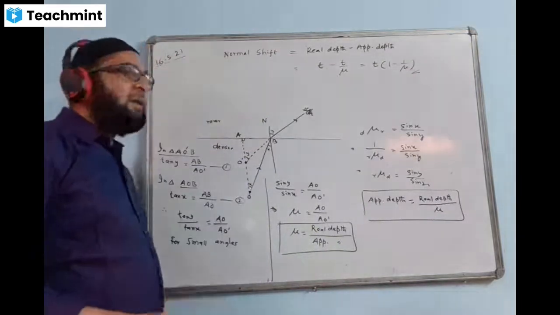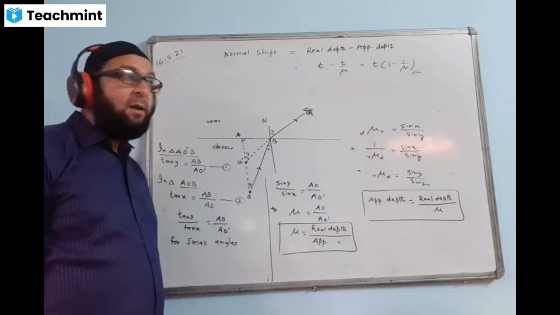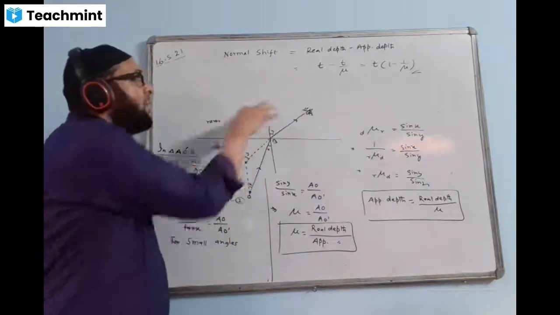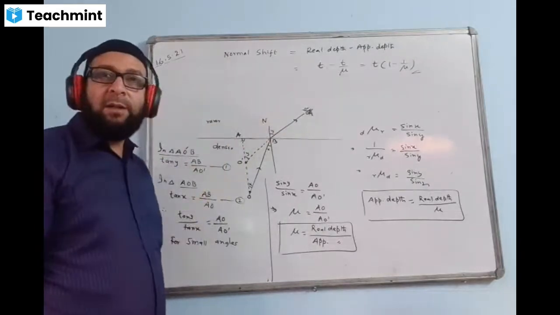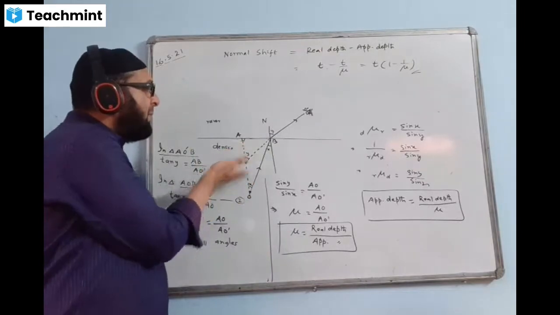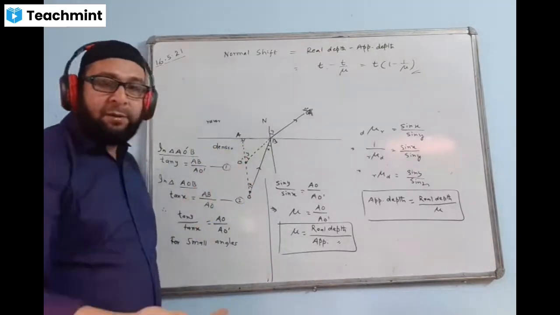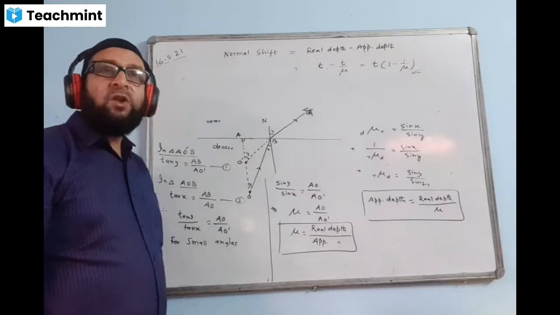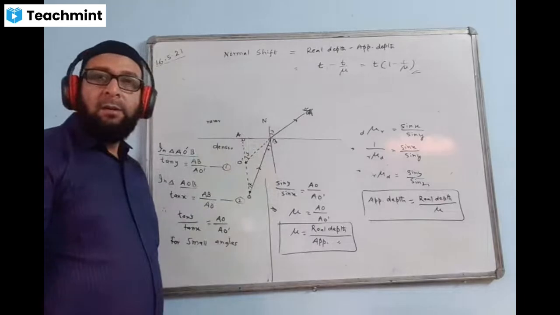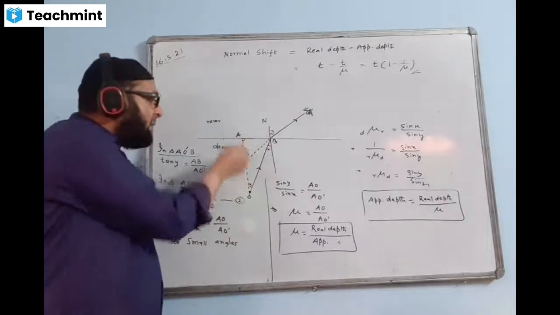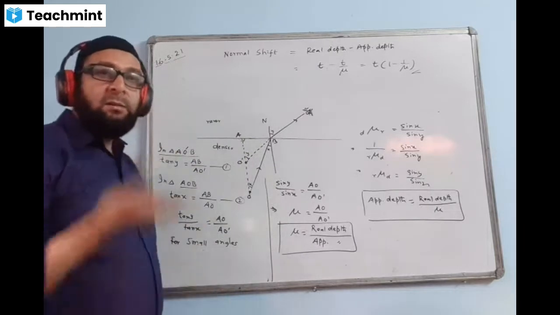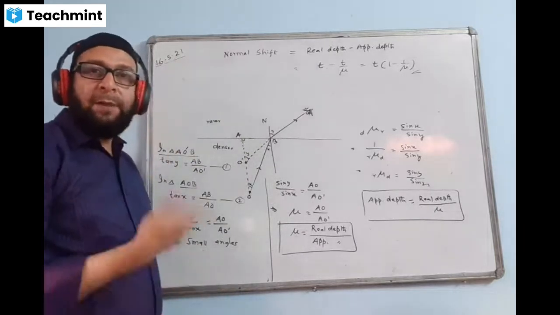Now one observation. When an object is in the denser medium and it is viewed by the observer in the rarer medium, the position of the object will appear to be raised. That means it will look closer, it will appear nearer, that means it will appear shorter. So your apparent depth will be smaller than the real depth. This is the apparent depth and this is the real depth. There is a decrease in the depth.